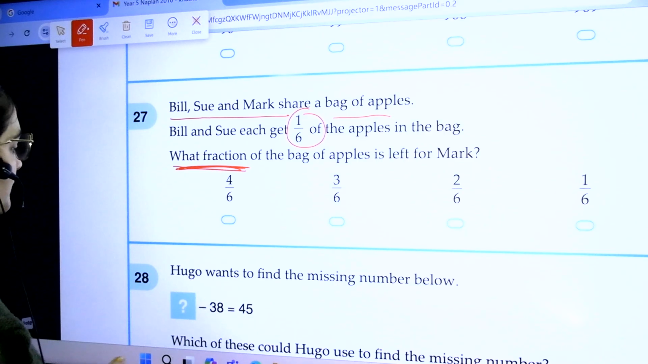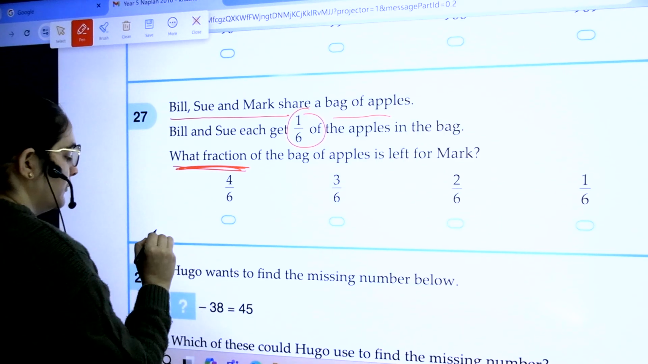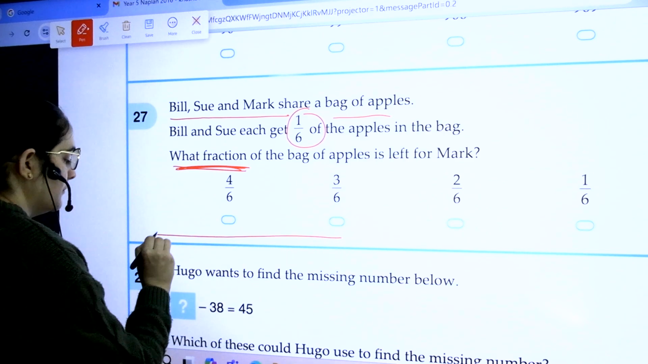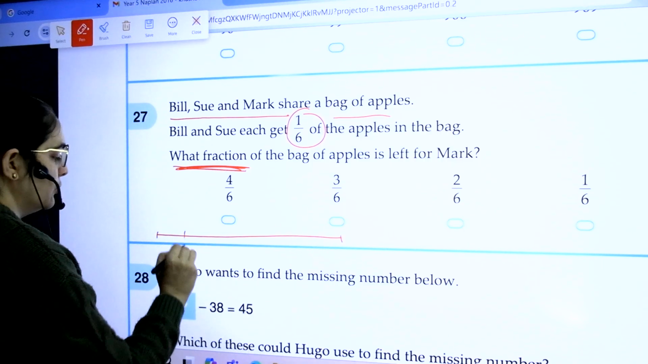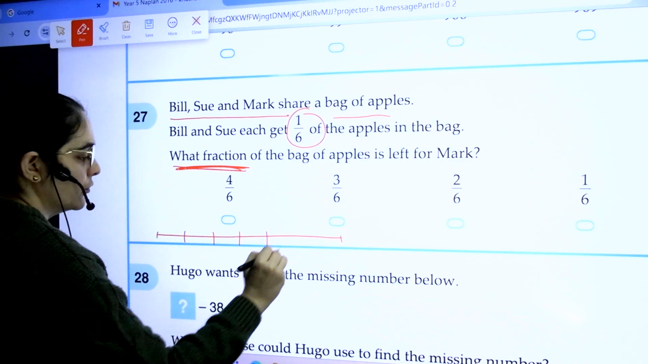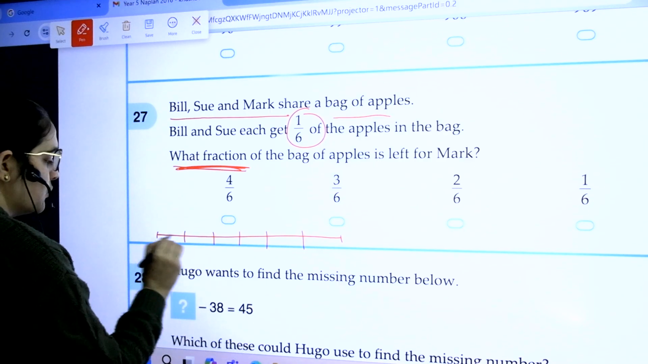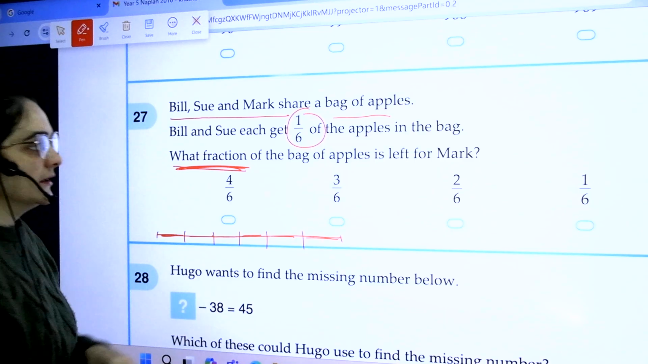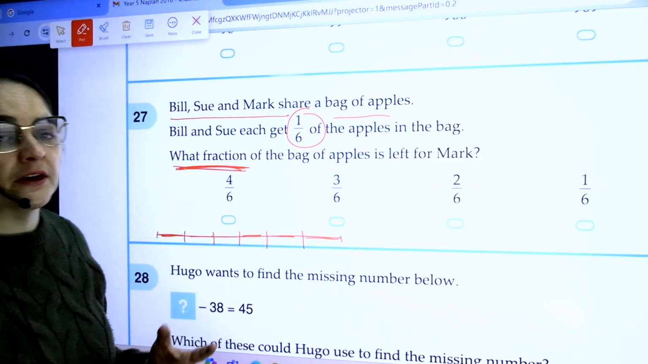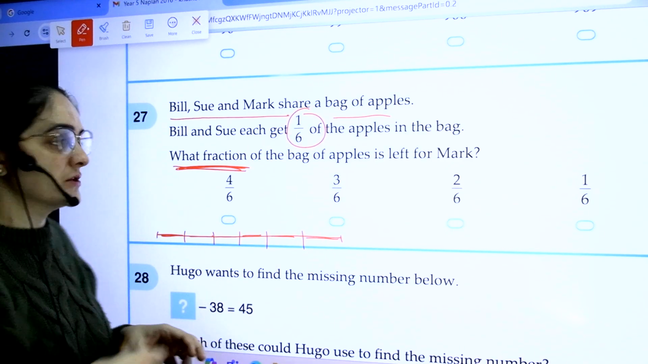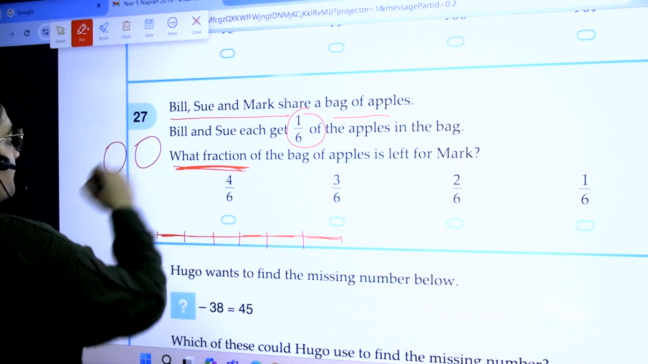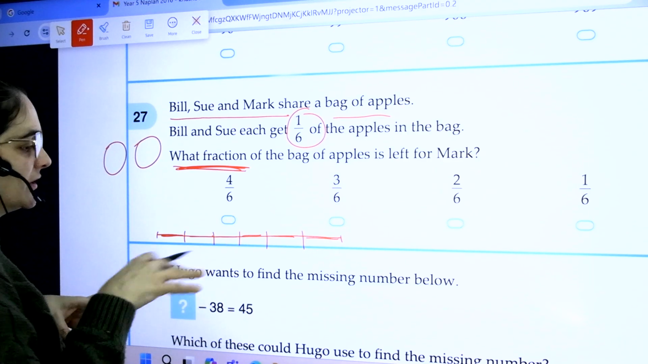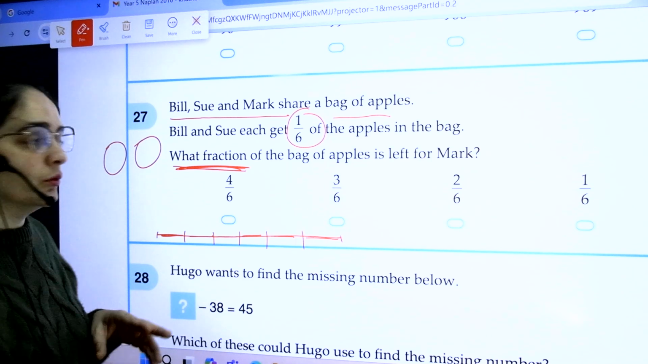So let's understand fractions with the help of a number line. If I draw a number line and I need to make 1, 2, 3, 4, 5, 6 parts of it, so 1/6, then 1/6, then 1/6, then 1/6, then 1/6, then 1/6. The bag of apples was also being shared in 6 equal parts. Assume they made 6 bunches of the whole apples, with an equal number of apples in each.